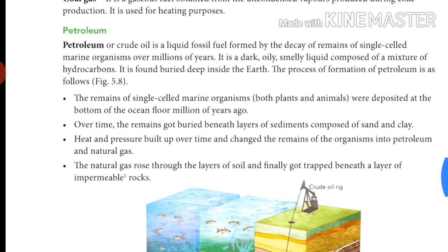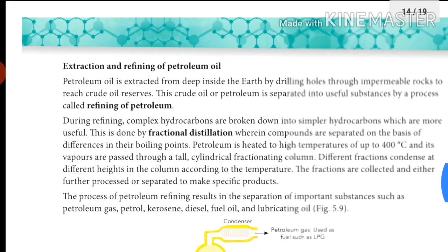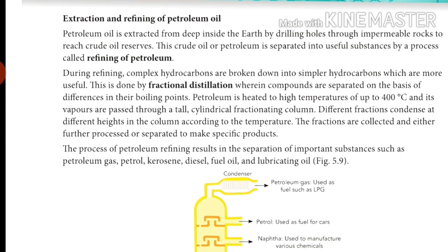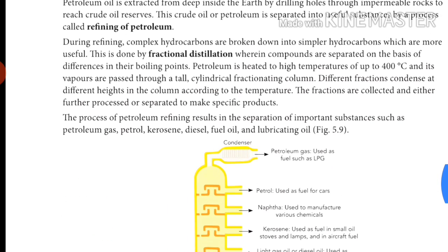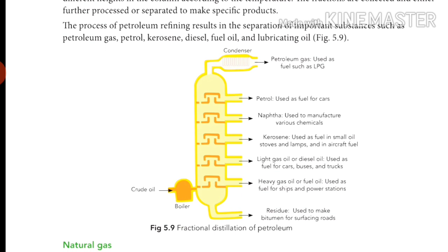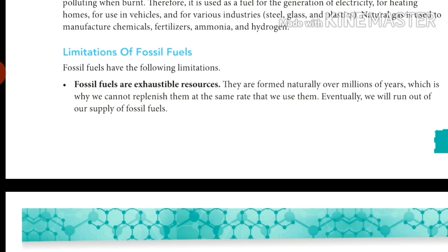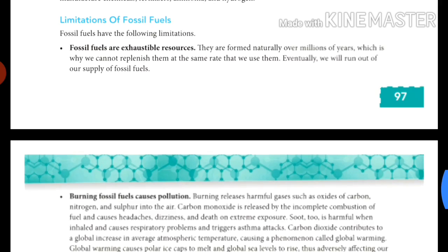Then petroleum. Petroleum was formed by the same process. Then the refining process of petroleum was explained. What is fractional distillation? By the different boiling temperatures, different components like petrol, diesel, and kerosene are obtained from the fractional distillation of petroleum. This was explained in the last video. Now today, what are we going to discuss? We will learn the limitations of fossil fuels.